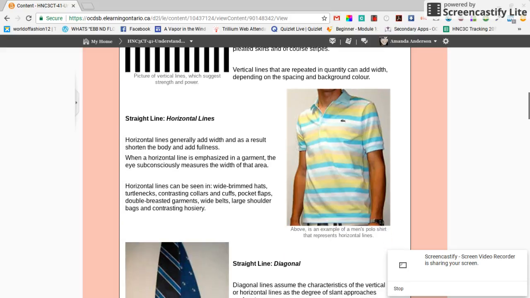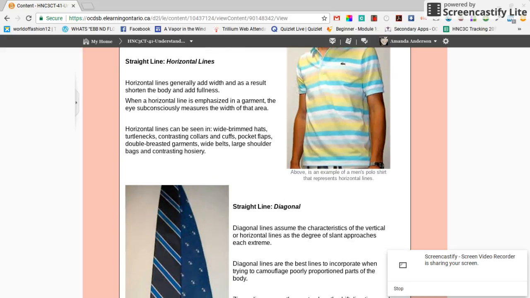color. Horizontal lines are lines that go from side to side, and they obviously do the opposite. They add width and shorten the body and add fullness. So you might want to see fullness in the chest area, so a double-breasted jacket, for example, would make someone who's wearing it look wider. Also, shoulder bags add horizontal lines, or collars and cuffs, turtlenecks, hats that are really wide brimmed all add horizontal lines to a person.